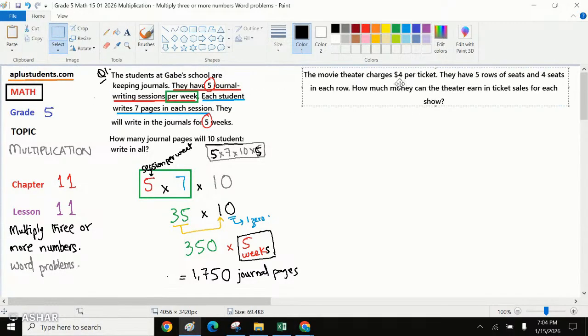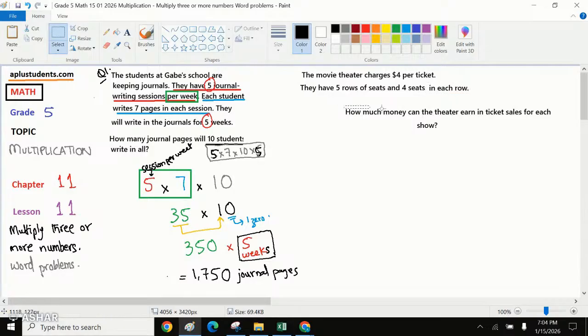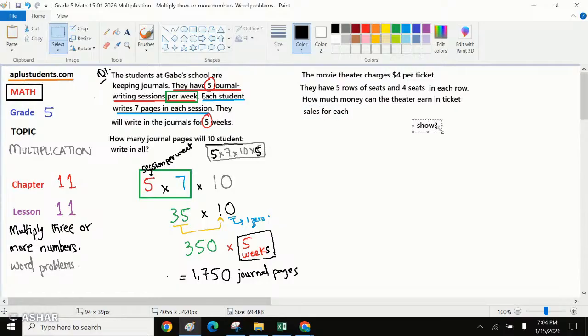And let's see if we can rearrange this. They have 5 rows of seats and 4 seats in each row. Agreed? I'm just putting the statement over here so that it is easier for us to read the statement. We need to find the sale for each show. So let's see what will be the sale for each show.